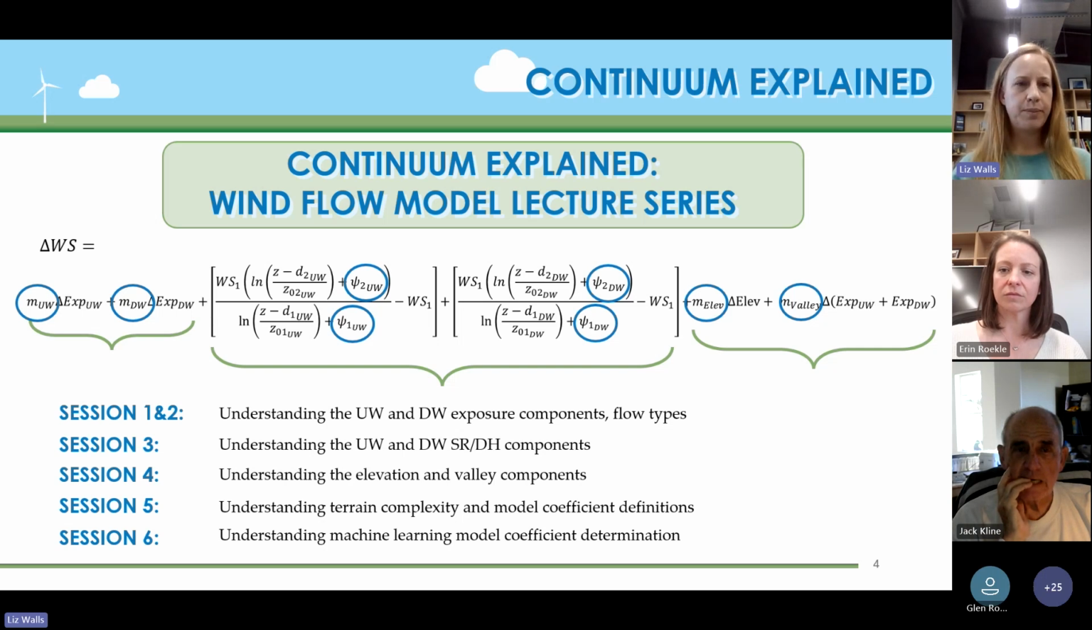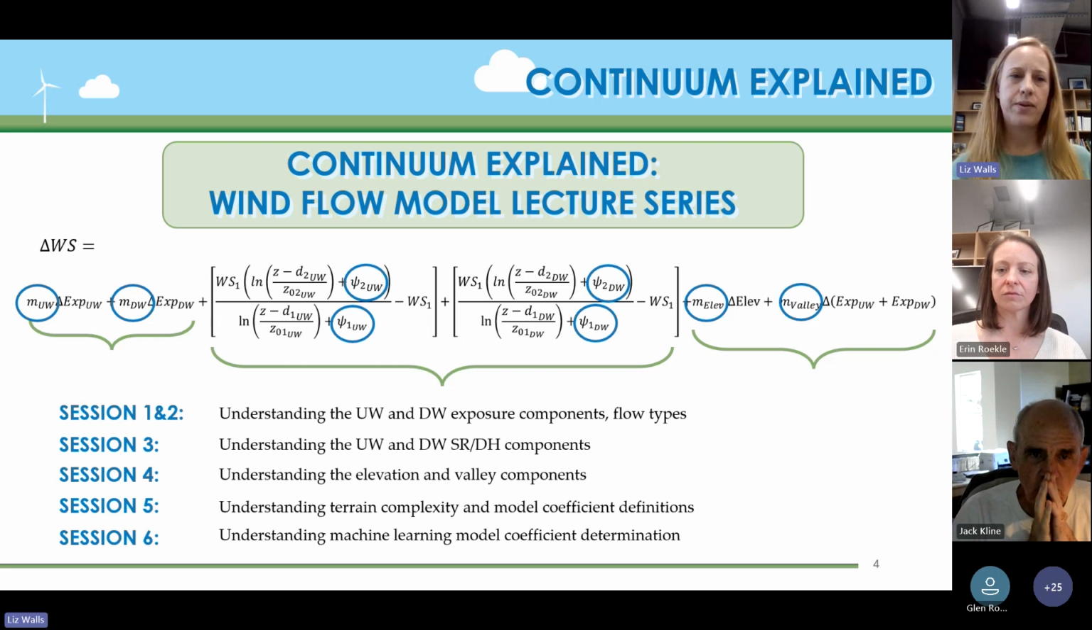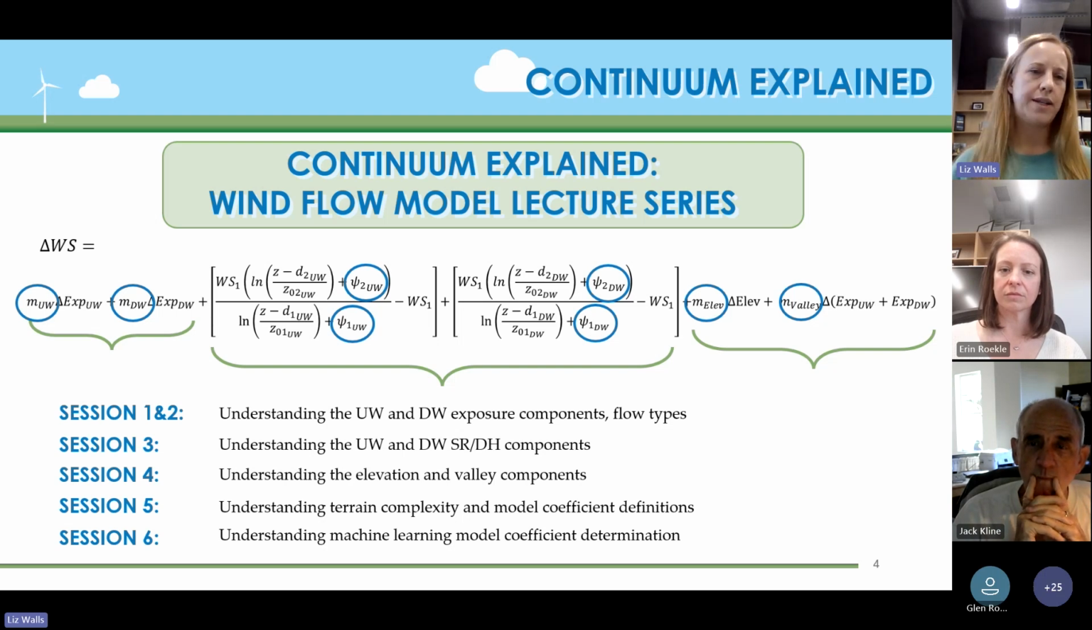So first of all, what I'm displaying here is the full equation for the Continuum wind flow model. I'm not going to go over all the parameters right now, just wanted to give you a snapshot of what that looks like. And so we'll be exploring each of these different components step by step throughout the 6-part series that we'll be giving over the next year. So the first couple sessions, including today, will be focused on understanding the upwind and downwind terrain exposure components, which are highlighted. It's the first 2 components of the equation.